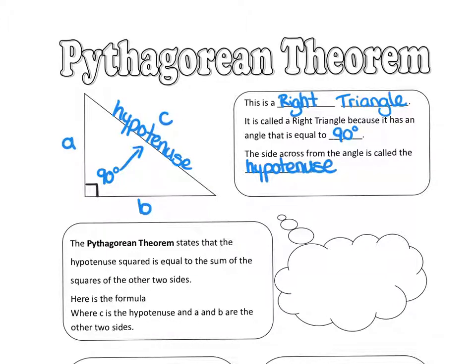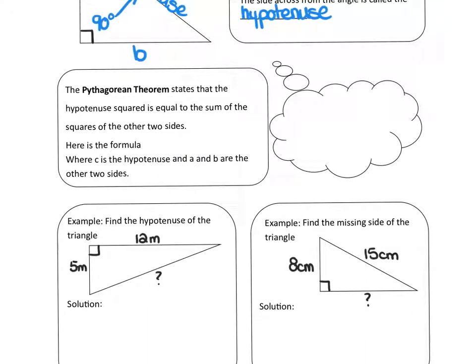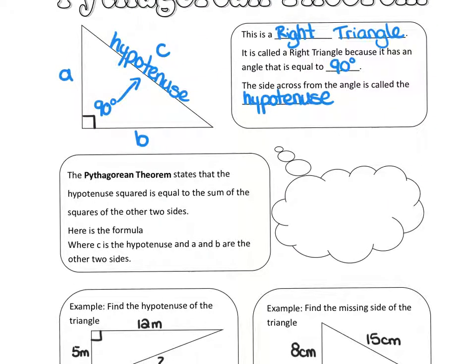So, the Pythagorean theorem states that the hypotenuse squared is equal to the sum of the squares of the other two sides, which basically means that if we take the hypotenuse squared, it is going to be equal to a squared plus b squared, which is where the formula comes from. So here is our formula.